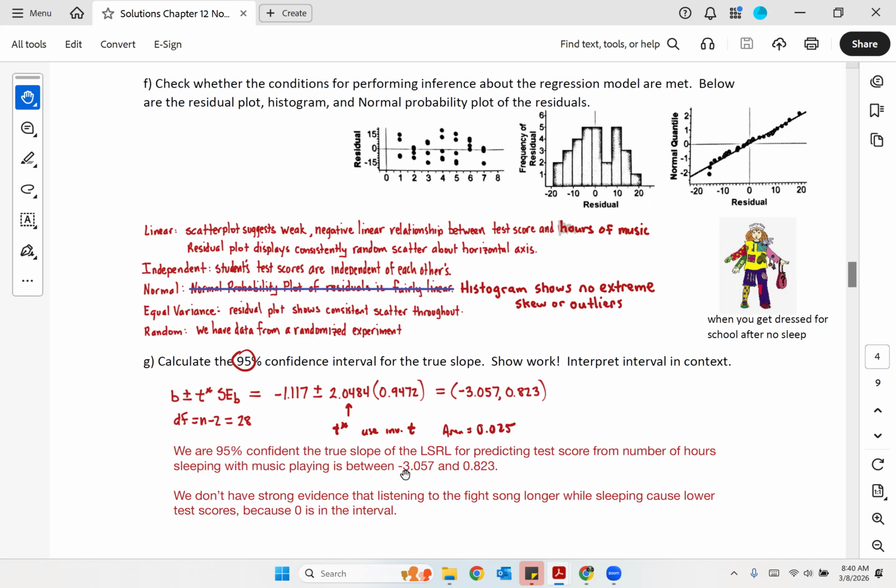Okay, first, the actual conclusion. We are 95% confident the true slope of the LSRL for predicting test score from number of hours listening to the music is between -3.057 and +0.823. We do not have strong evidence that listening to the song longer causes lower scores because 0 is in the interval.